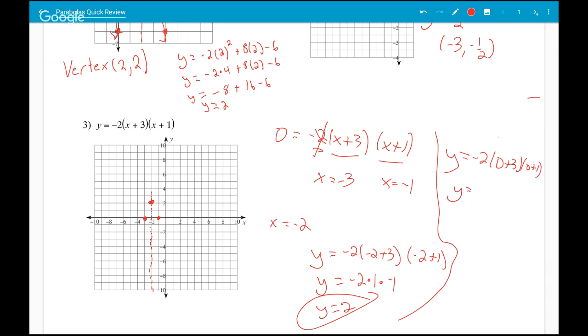And when I do the math, I get -2 times 3 times 1. And I get y equals -6. I plot 0, -6 down here. I use symmetry over to the other side. And once again, I've got a great view of what that parabola looks like.